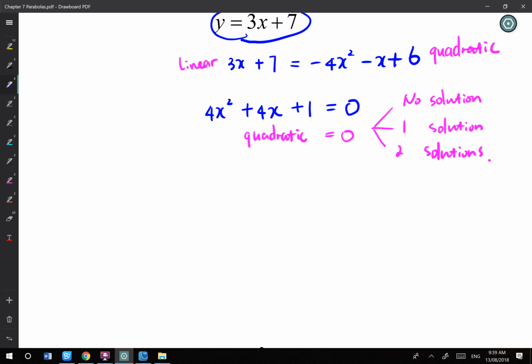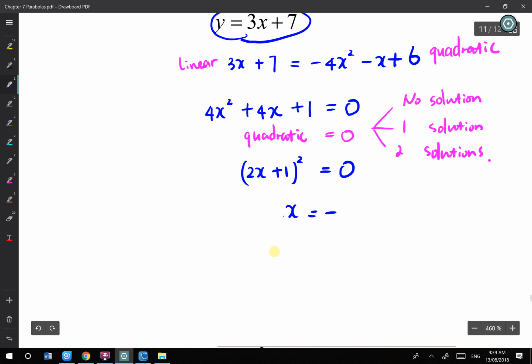It's a perfect square. Have a look. It's a perfect square. 2x plus 1 squared. So you can only work out one value, right? It's minus half.